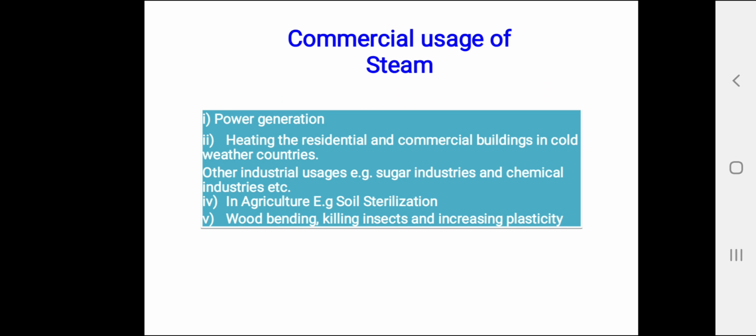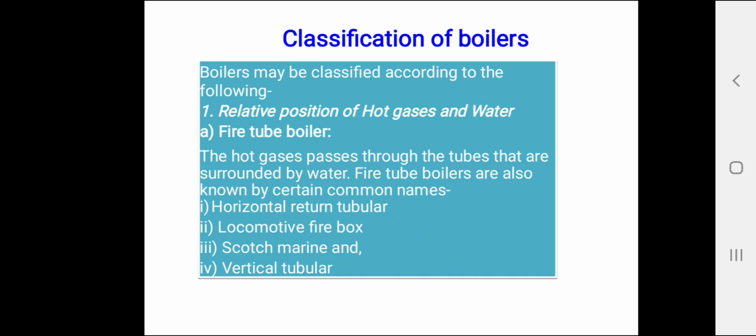Now, how are these boilers or steam generators classified? Boilers may be classified according to the position of hot gases, that is, water tube boiler and fire tube boiler.